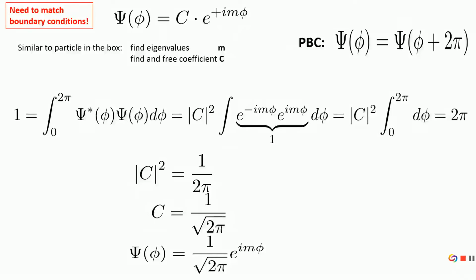Normalization. If it is a good wave function, it should be normalized and also orthogonal to itself or to other wave functions with other numbers. So psi of phi star psi of phi integrated from 0 to 2 pi. Right? It's defined not from minus to plus infinity, but only on the angle. And this should be equal to 1. Which means we have this normalization constant squared, right?